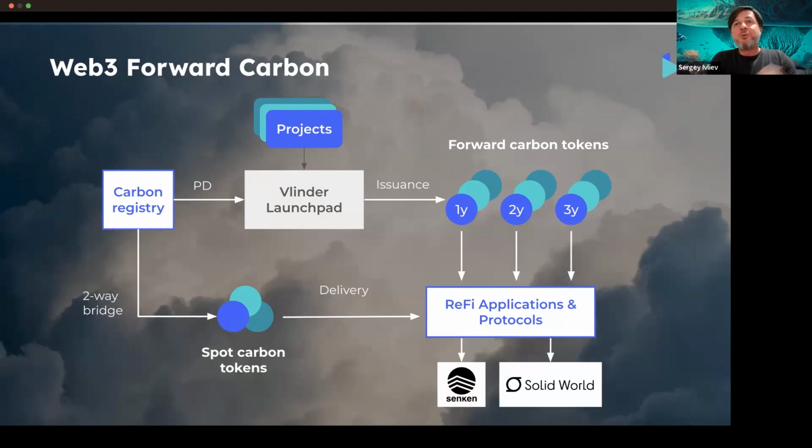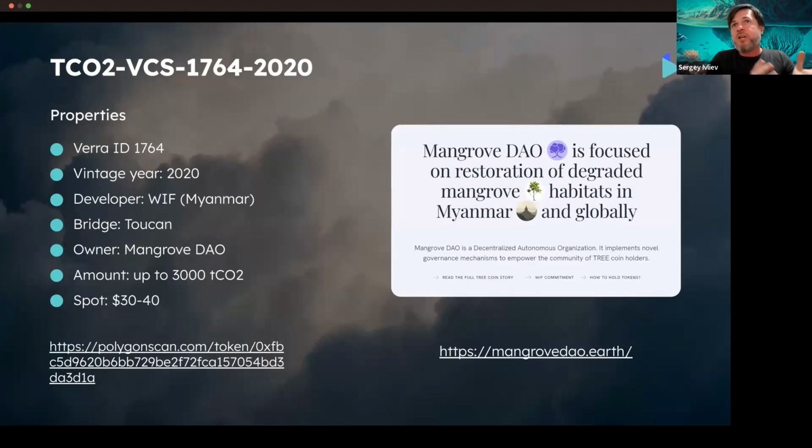But today we present, I think, if you go to the next slide, the spot carbon ton, which is generated by the very first Treecoin sponsored project, which was later organized as a DAO. It's called the Mangrove DAO, which is now holding some of the spot carbon return from the project as a reward for this initial support, which was done in 2017, and it's the vintage 2020, which was breached by Vlinder and is now owned by the Mangrove DAO.